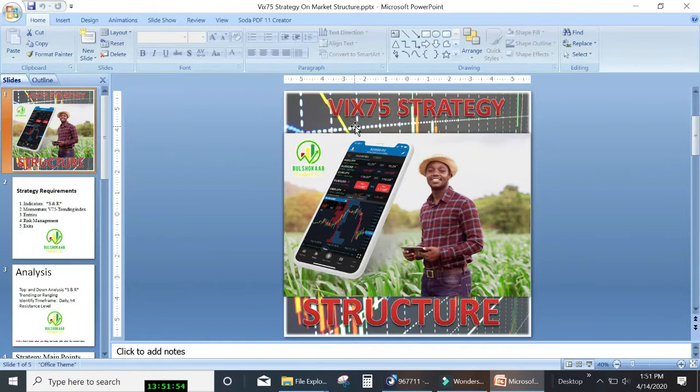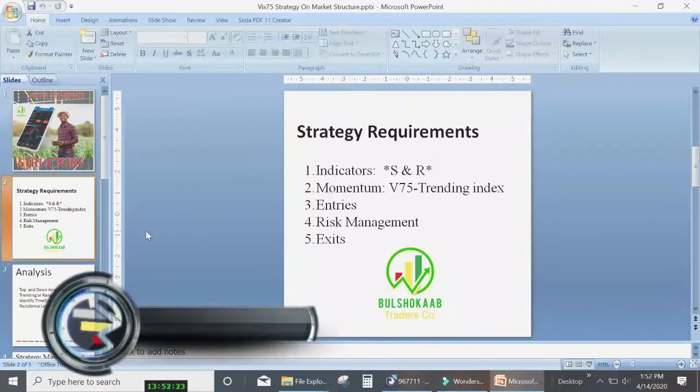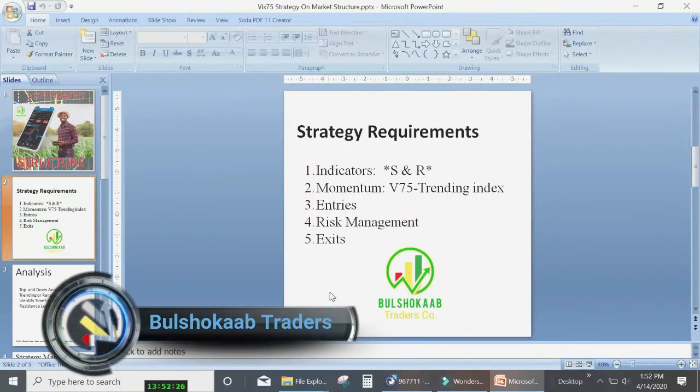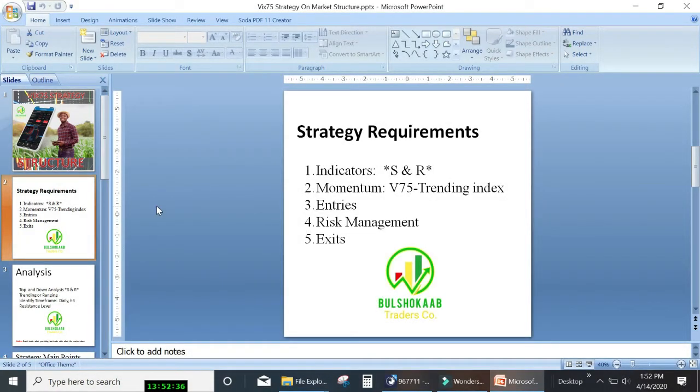So VIX 75 is one of the volatilities on binary.com, and it is in the indices market or synthetic indices, and this volatility is the best one of all volatilities in binary.com. In our last lesson, I explained about the volatilities, and I said that all VIX or all volatilities always go up. So first you have to understand the behaviors of all volatilities.